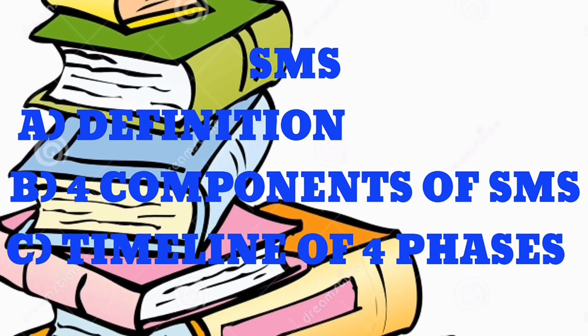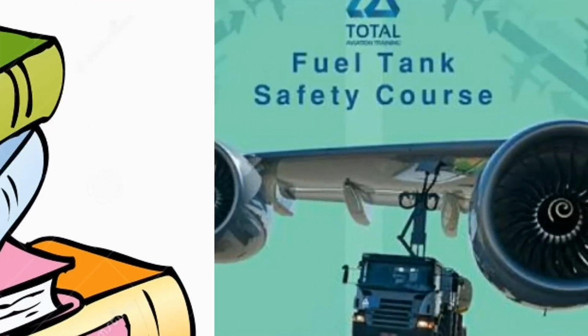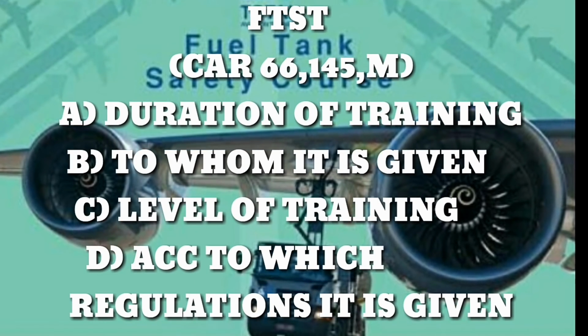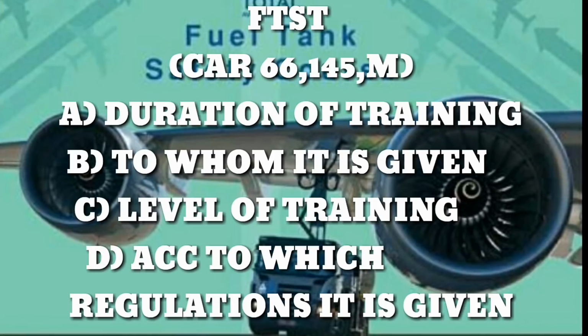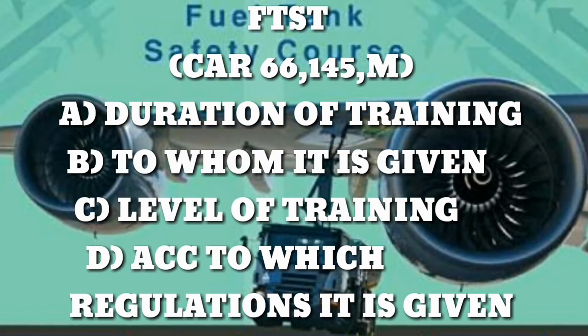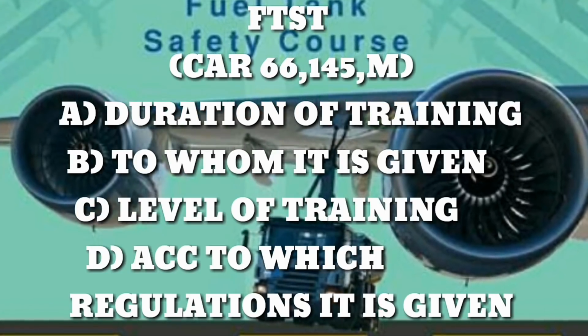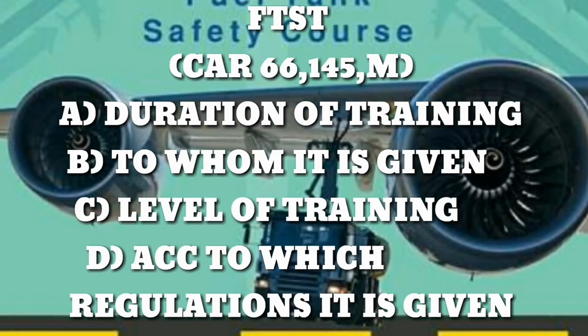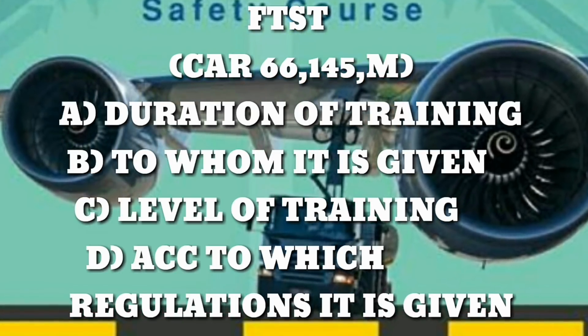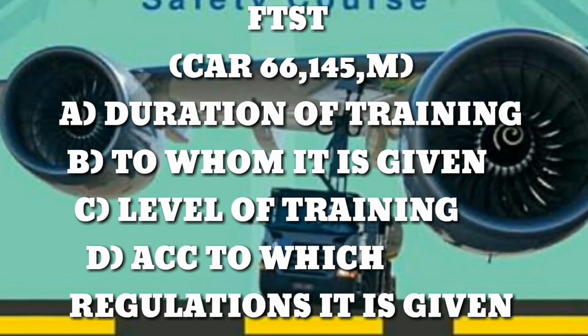phases of SMS implementation. Next comes the fuel tank safety training, popularly known as FTST, which is given in CAR 66, 145, and M. The questions asked by DGCA are 2 to 3 and include the duration of training, who is provided with this training, when it is to be given, level of training, and according to which regulation it is provided. So it is also a very important topic.